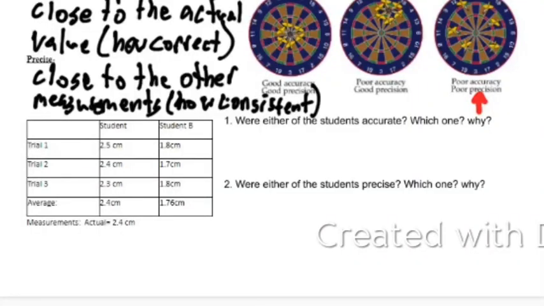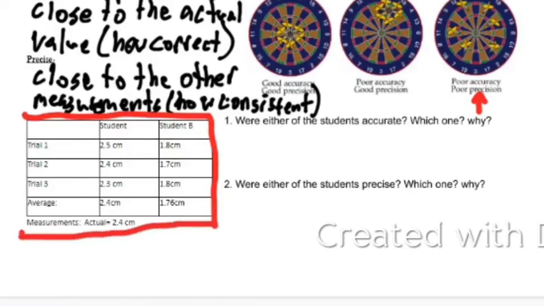And this last part here, we've got a table with some measurements, and you see the actual value is 2.4 centimeters. So what I want you to do is use what we've done talking about accuracy and precision to figure out, were either of the students accurate, which one and why, and then were either of the students precise, which one and why. Okay, so go ahead and answer those, and then see if you have any questions about that.